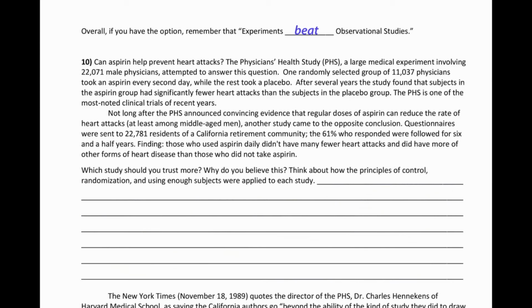Now, unfortunately, in that second study from California, only 61% of people responded. That actually introduces bias, if you remember from the last chapter, of potentially leaving groups underrepresented. Maybe certain ethnicities didn't respond, and that would make your data biased against them. It's also maybe not great because this is a retirement community, so these are all older people. Does aspirin have an effect on younger people? We don't really know from that data.